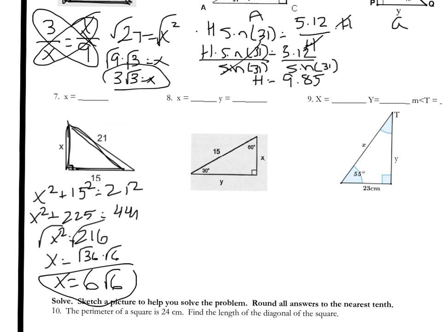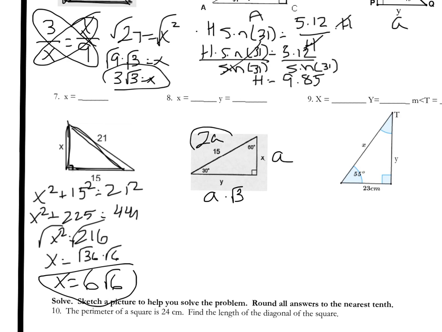Okay, number 8, 30, 60, 90. Okay, so now we need to look at our green sheet and go down to the 30, 60, 90 column. Across from the 30, which is this angle right here, is always going to be A. Across from the 60 is A times square root of 3. And across from the 90 is always 2A.